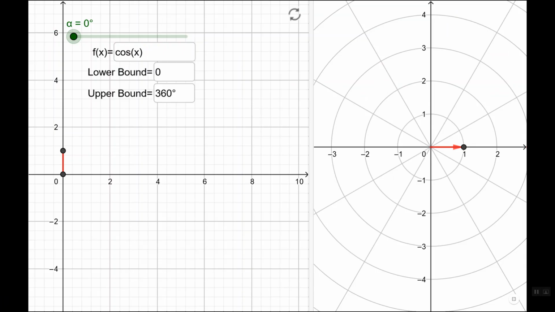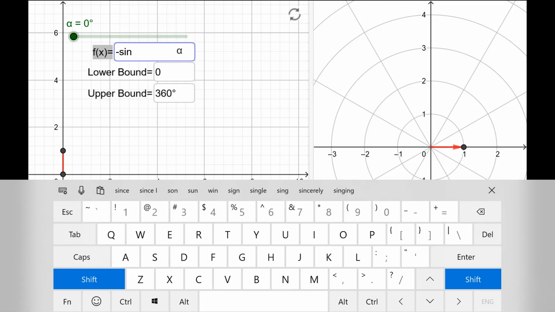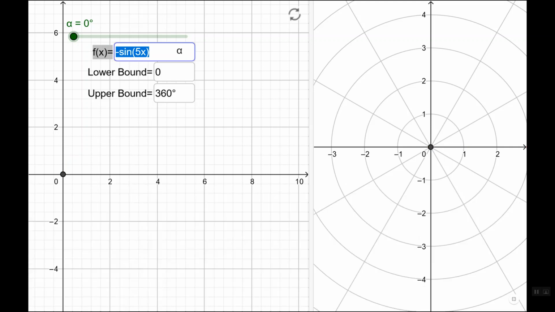All right, so here I am on GeoGebra. This is an applet that I developed a while back. And what I'm going to do here is I'm just going to really quickly show you one of the graphs that we want to create, which is going to be negative sine of 5x. There we are, and I'm just going to hit enter here. All right, lower bound from 0 over to 360, and we're going to see what's going to happen here.